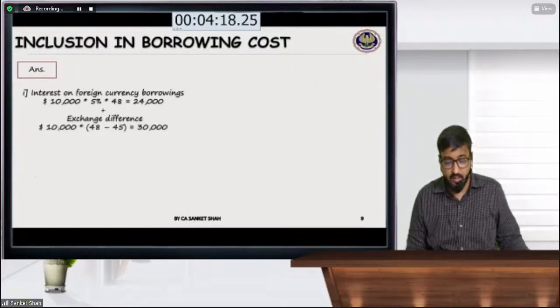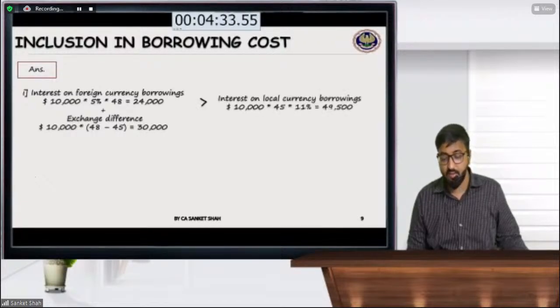Interest in foreign currency borrowings: $10,000 into 5%, and we are going to pay it after 1 year. So 24,000, and the exchange difference is 30,000, which is greater than local currency borrowings.